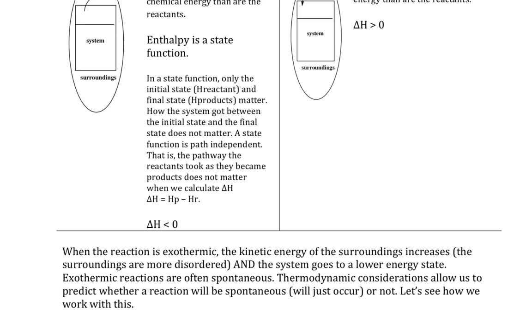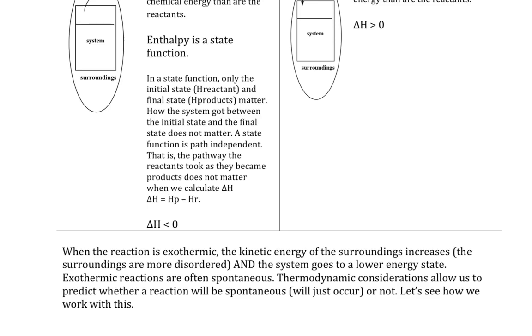Probability arguments say that things go to a more disordered state. If we look at our cards example, we throw a deck of ordered cards into the air, we pick them up, they're very disordered. That's what occurs spontaneously, and that is going toward more disorder. Okay, so when the reaction is exothermic, the kinetic energy of the surroundings increases, heat goes to it, and the system goes to a lower energy state. Those are both favorable. Exothermic reactions are often spontaneous.